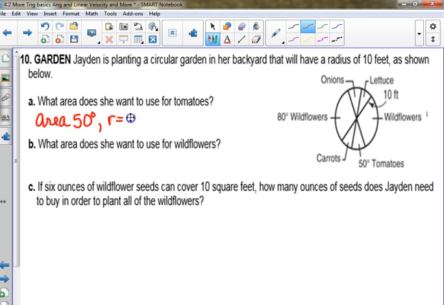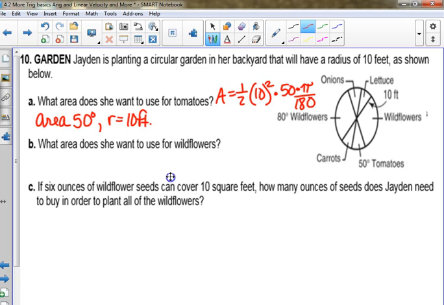The radius is 10 feet. Okay, so the formula for area is 1/2 r squared times theta. But what do we have to do to theta? Change it into radians, which means we're going to take that 50 and multiply it by pi over 180. Do you need me to go through the dimensional analysis of that, or do you remember how to change degrees to radians?